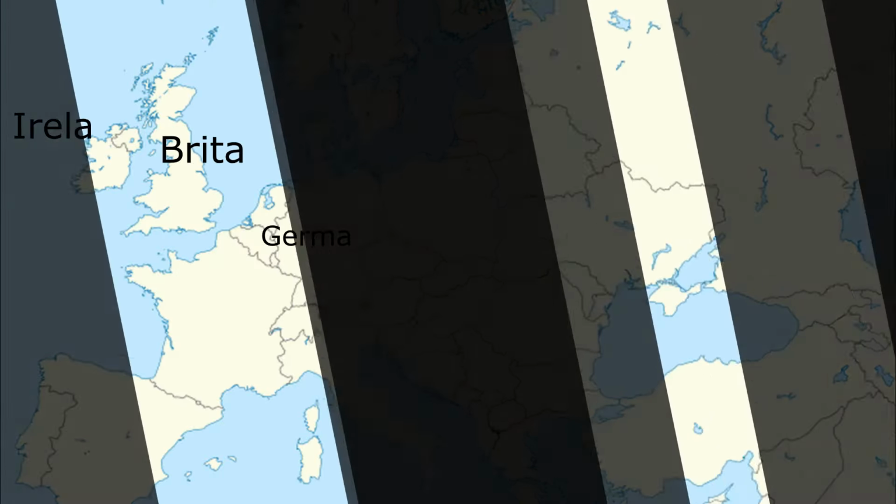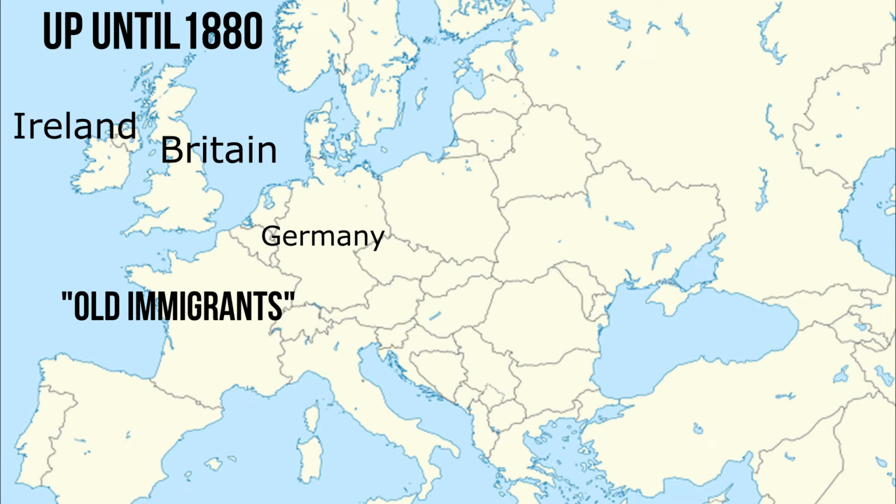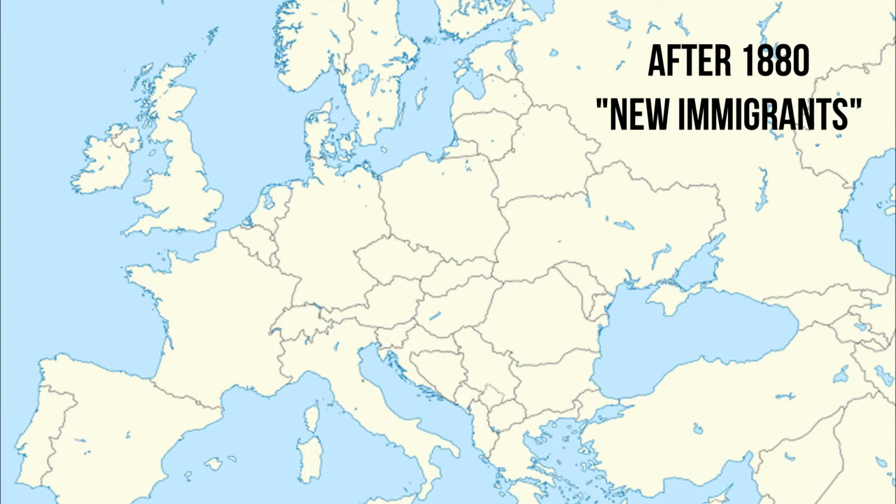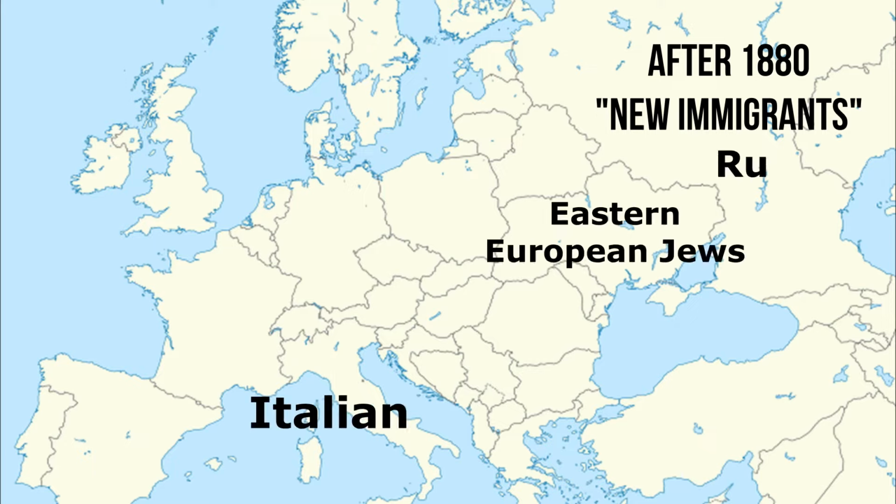Up until 1880, a majority of immigrants came from Britain, Ireland, and Germany. These were called old immigrants. Immigrants that came after 1880 were known as new immigrants. These individuals were Italian, Eastern European Jews, Russians, and Poles.